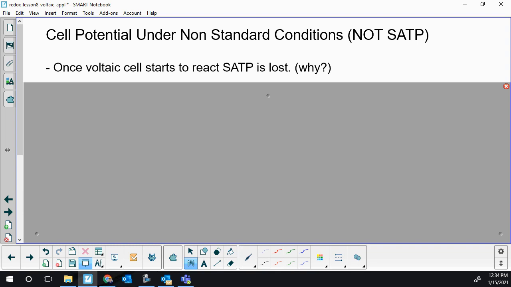Any thoughts on that first standard, and there was a lot mentioned, that would be lost when you start running a cell or a battery? Not the temperature, not the pressure, concentration. Once you start running a battery, you're not going to have 1.0 moles per liter anymore. You're going to start using it up. So as soon as you start running a battery, you don't get the voltage you'd predict in the table. The voltage will start to drop.